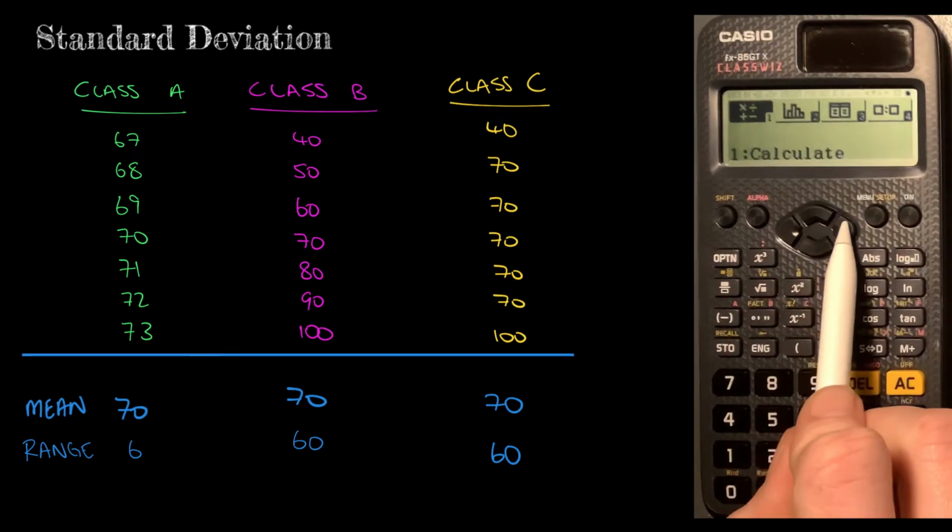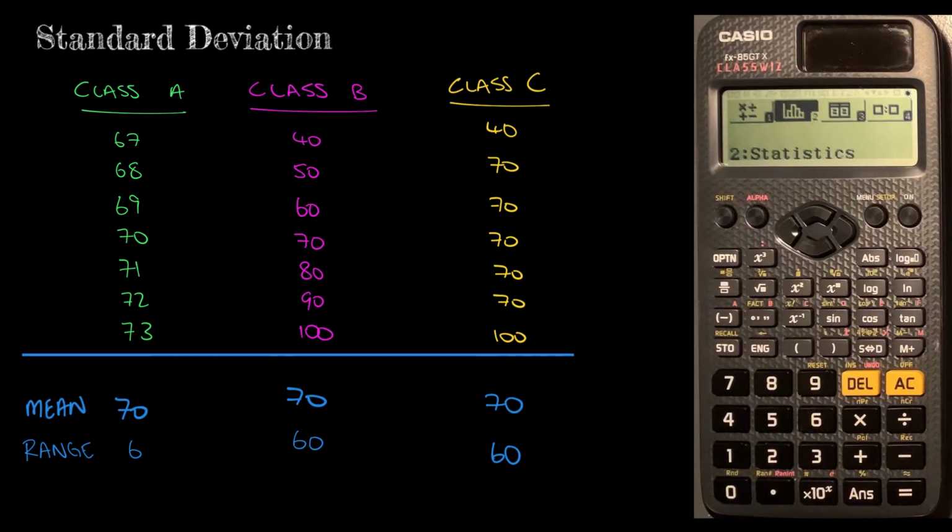And we go across there to option 2, which is statistics, which we're studying, and we press equals. We then go into one variable, so that's the first one there. So press 1, and then we input all this information here. So I need to input the 67, the 68, the 69, the 70, 71, 72, and 73.